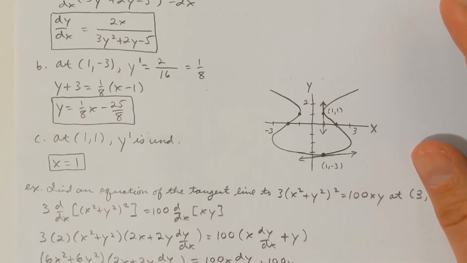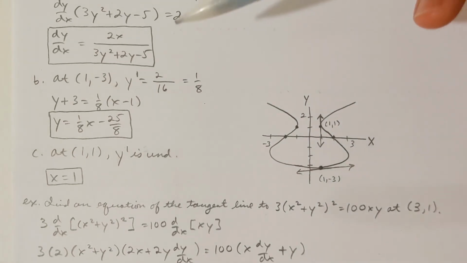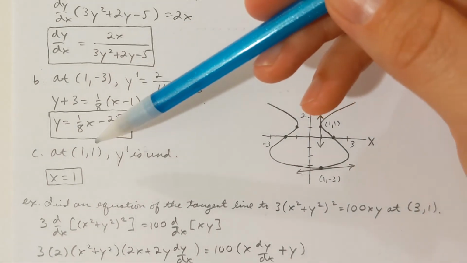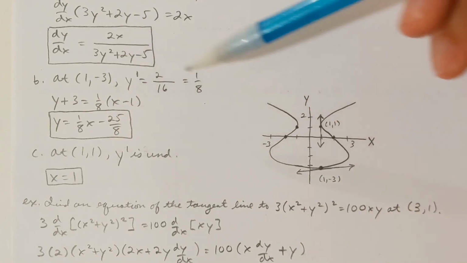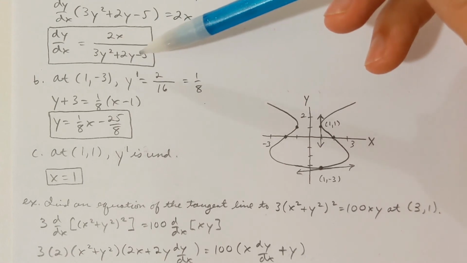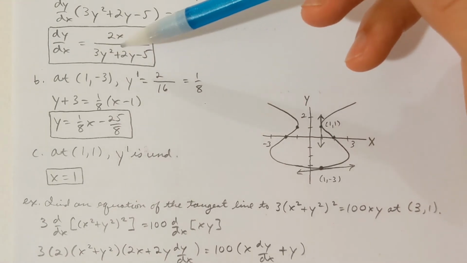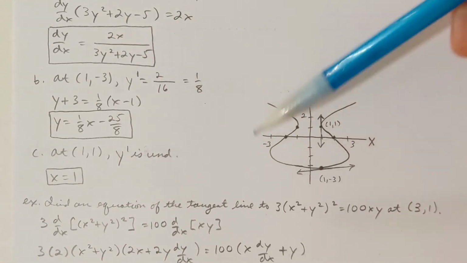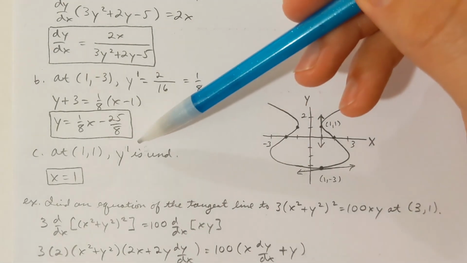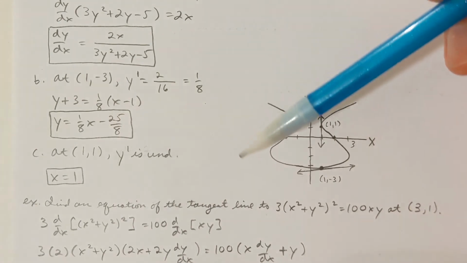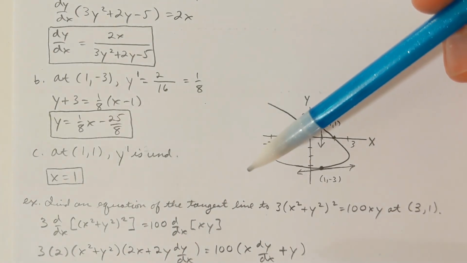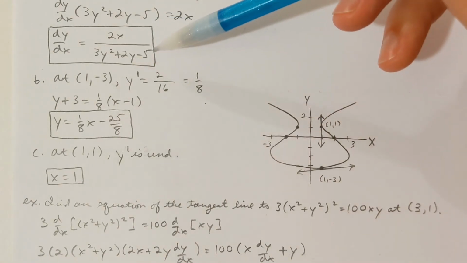Now, if I want to find the slope of the graph at the point 1, 1, I'm going to plug in 1 for x and 1 for y. And that's going to be a problem here, right? Because 3 plus 2 is 5, minus 5 is 0 in the denominator. y prime is undefined at the point 1, 1. Because I know I can't divide by 0.